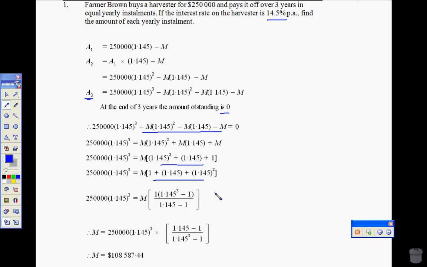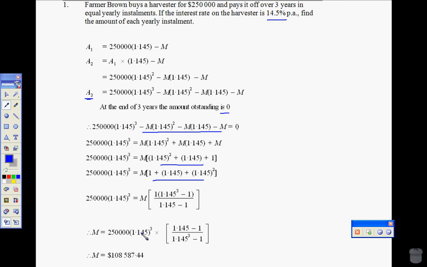For the sake of these types of questions, I'm going to apply the sum of a geometric series there. So that's 1 times 1.145 to the power of 3 minus 1 over 1.145 minus 1. So you've got A, R, and N being put in the equation. And then, because it's multiplying by M, we need to divide on both sides by this amount, which means it's the same as taking the reciprocal and multiplying. So notice the 1.145 to the power of 3 minus 1 is now on the bottom because we're multiplying, and what was in the denominator is now in the top.